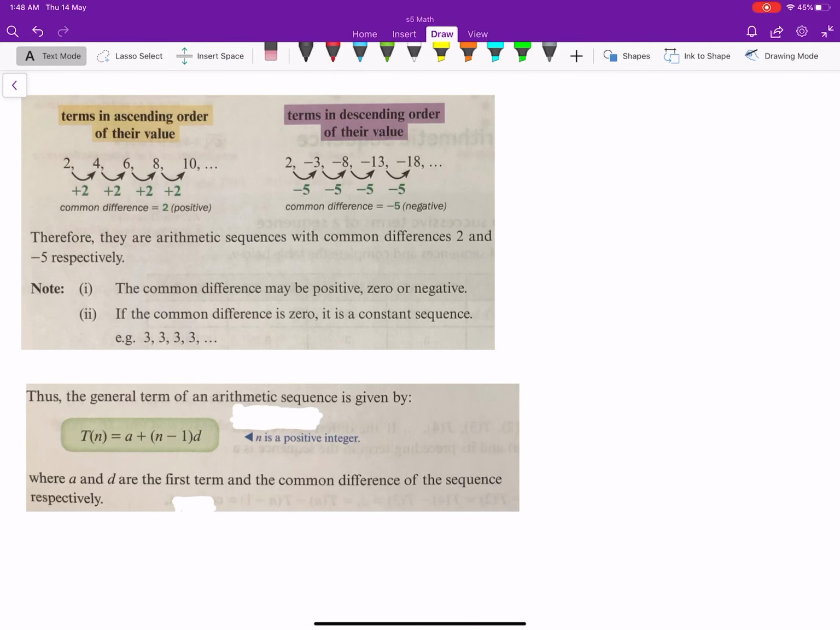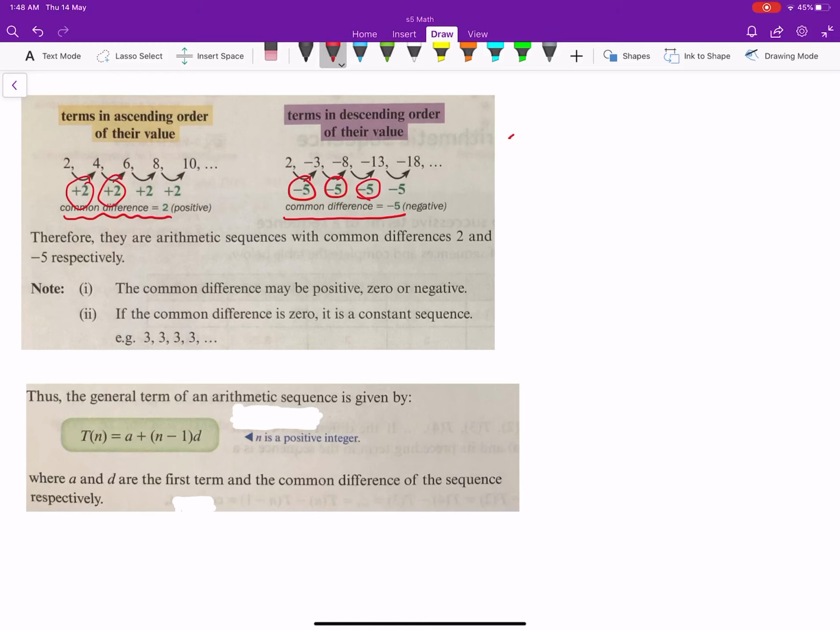If we look at the terms 2, 4, 6, 8, 10, how do we get the second term from the first term? You add 2, right? And how do we get the third term from the second term? You still add 2, and add 2 again to get the next term. In this situation, we call the common difference 2. On the other side, if you start with 2 and the next term is -3, you minus 5, right? And then you minus 5 again and again to get the next term. So in this situation, the common difference is -5.